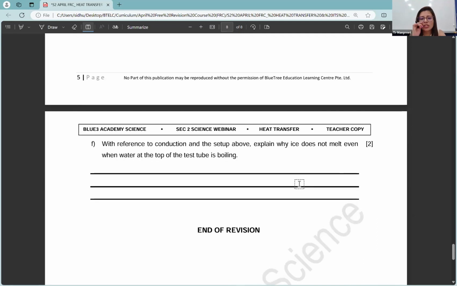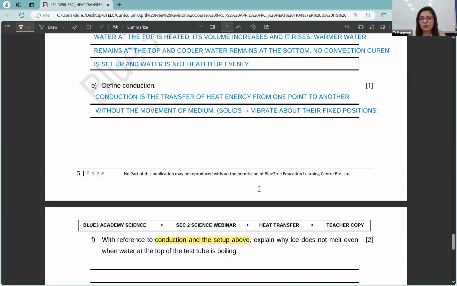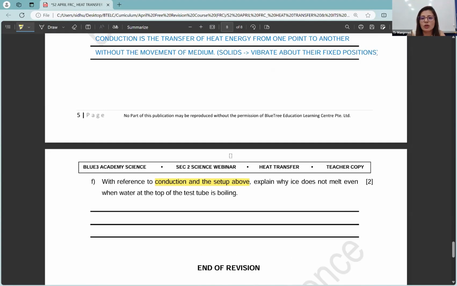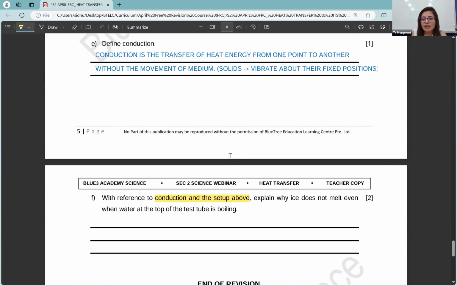Okay, so with reference to conduction and the setup above, that means the experiment that they give you here, and from what we went through just now, the definition of conduction. Why does the ice not melt? We understand already, right? The heat transfer didn't take place. Convection current didn't set up, right? They say that even when the water in the test tube at the top is boiling, the ice does not melt. So we know convection current didn't set up. We agree. But then again, heat can still transfer, right?